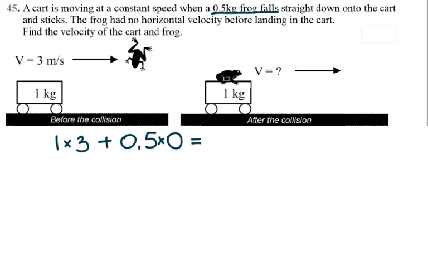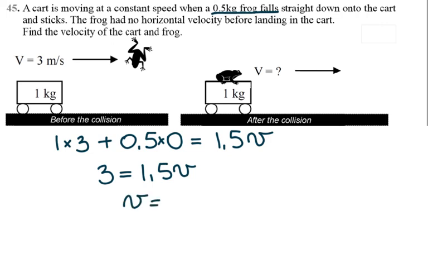And after the collision, or after the frog lands on the cart, their mass together combined is 1.5, and I'm looking for their velocity after. So I have 3 is equal to 1.5 v, and the velocity of both after is equal to 2 meters per second.